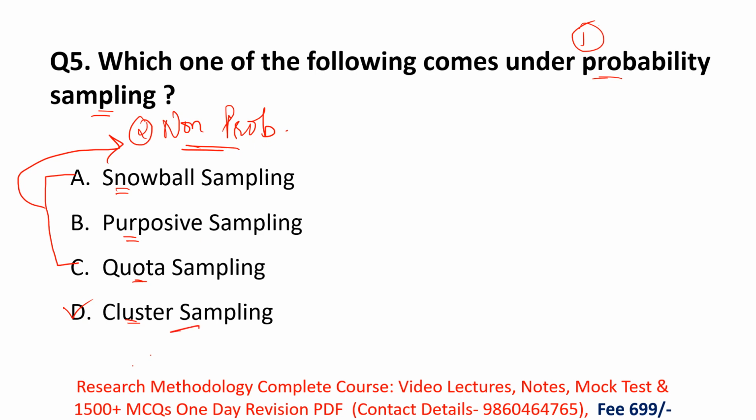So remember, cluster sampling is a type of probability sampling; cluster sampling comes under probability sampling. So what is cluster sampling? The first point here is very important. In cluster sampling, researchers select their samples from the population randomly. The word randomly is very important, because cluster sampling is a type of probability sampling. And what do we do in probability sampling? In probability sampling, researchers select their samples randomly from the population.